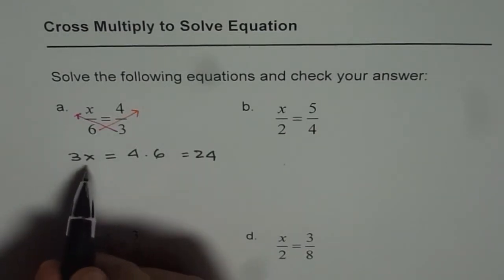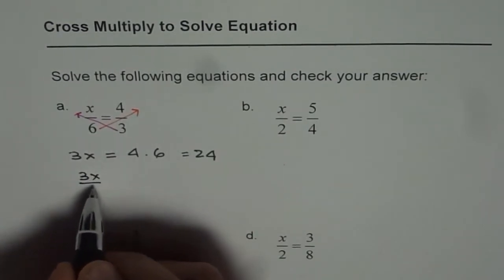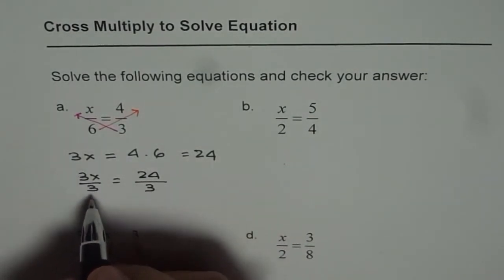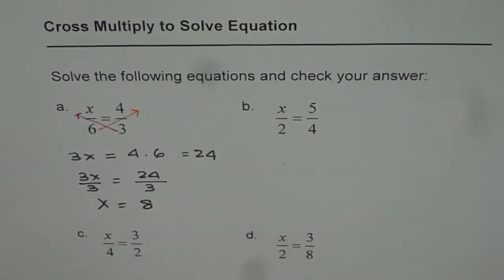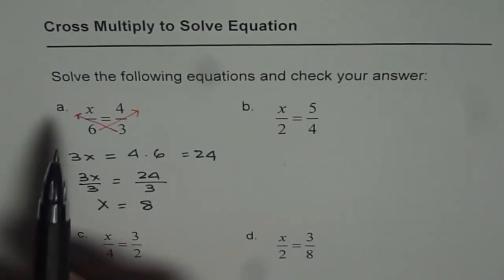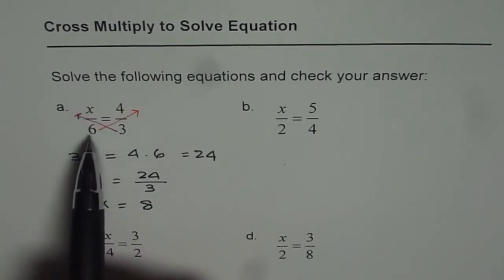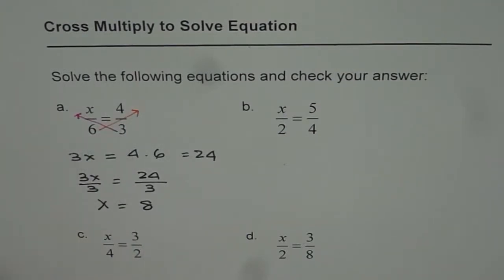Now we need to find what x is, so we need to divide both sides by 3. So we get 3x divided by 3 equals 24 divided by 3. 3x divided by 3 is just x, right? And 24 divided by 3 is 8. So we get 8 as our solution. Do you see that? Now to check your answer, you can place x as 8 and see what you get. So what is 8 divided by 6? Is it equal to 4 divided by 3? That is what you need to check.